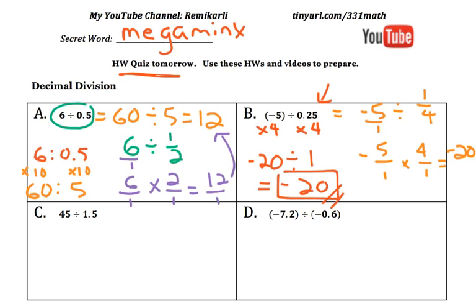For part C, again, we're dividing by a decimal. And we could do a lot here. I think I'm going to make this a simpler problem by multiplying by 2. I'm doing that because I know 1.5 times 2 is going to give me a whole number of 3, or 3.0. And then 2 times 45 is 90, so I'm going to get 90 divided by 3, and 90 divided by 3 is 30.